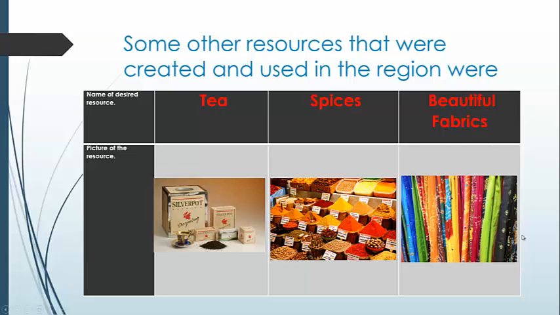Many of the fabrics and the things were dyed, and they just had these really vibrant colors and silk and different textures that weren't found in other regions. And so those were also desired by people that would visit or come to that region. They would notice the tea, the spices, and the beautiful fabrics.